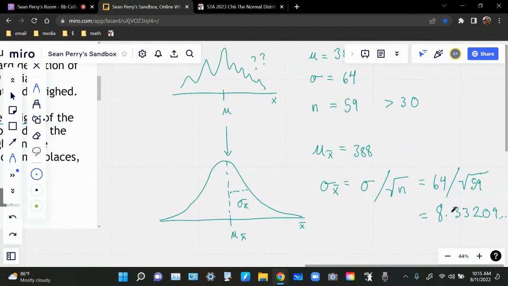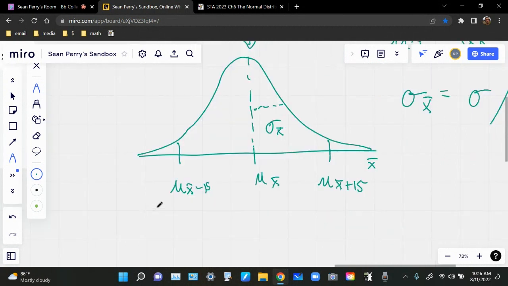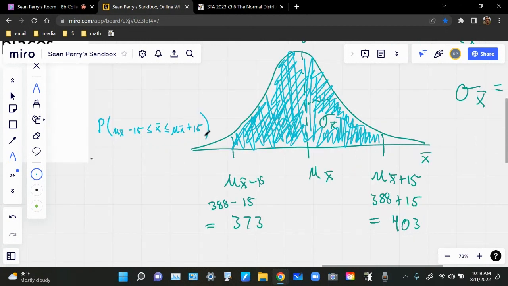Just a quick glance, this is 8.3 for our standard deviation. So with 15, we're talking about a little bit less than twice that. Just to make a nice sketch, we actually know those values, we could calculate them to get 373 and 403. And so the question about probability is essentially the question, what is this area? The probability of being within 15 from the global average, when I take some sample average, is going to be given by this area. There's a correspondence between these two things.